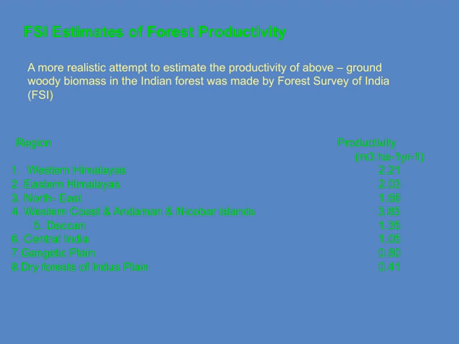In contrast, the Deccan region has a productivity of just 1.35, and central India is even lower at 1.05. The Gangetic Plain is quite low at 0.8, and the dry forests of the Indus Plain are the least productive, with only 0.41. These variations highlight how geography, climate, and forest type influence forest productivity.